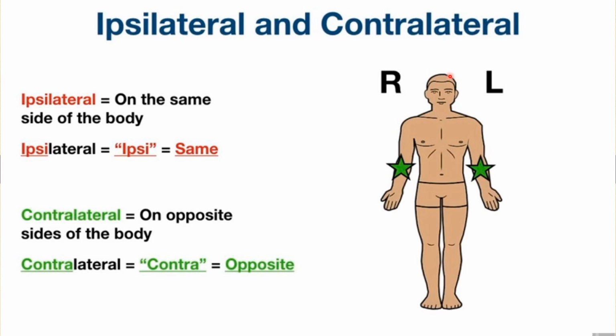However, if the tumor is in the left brain and the weakness is on the left side, which is the same side as the tumor, then you say it is ipsilateral. So ipsilateral means on the same side of the body. Contralateral means on opposite sides of the body.